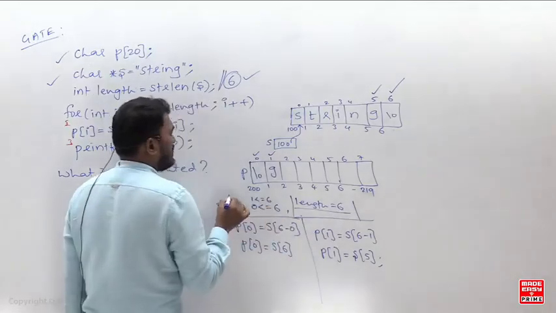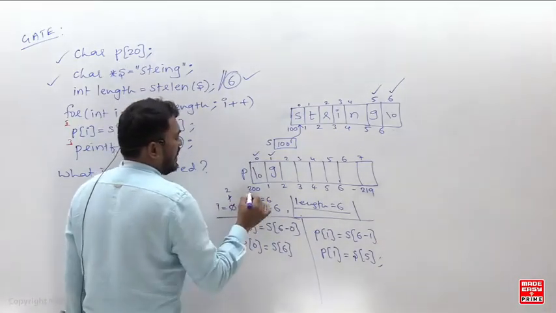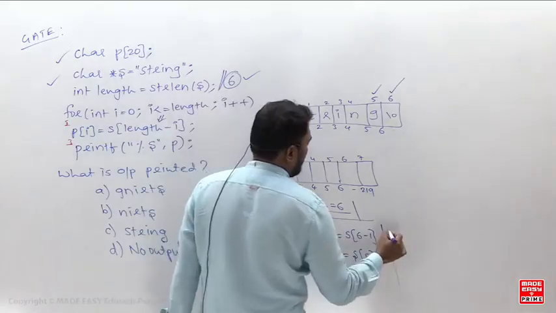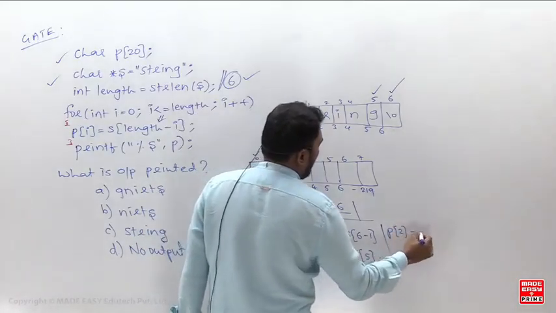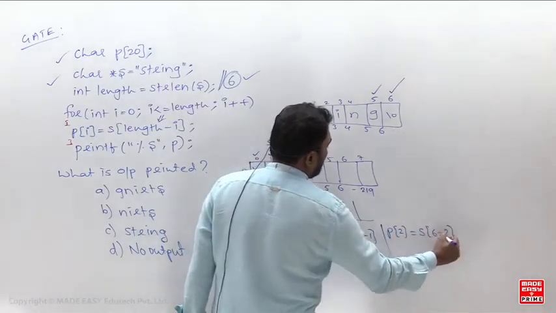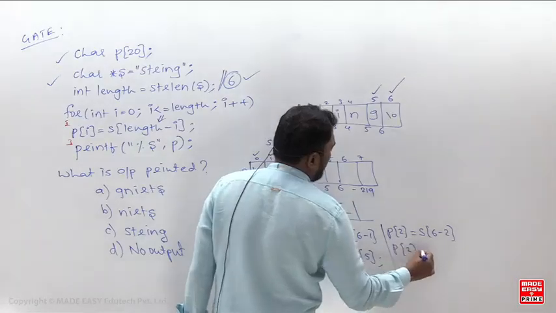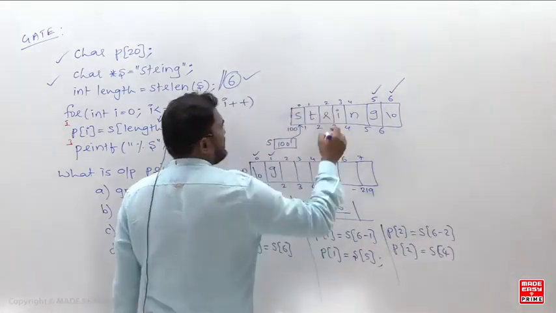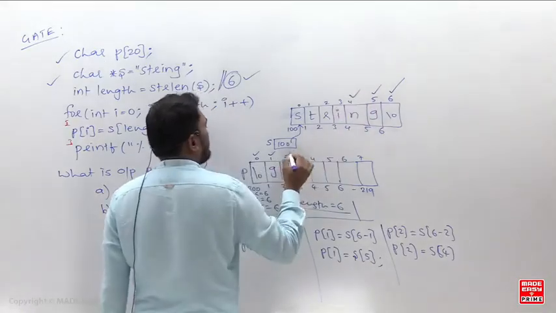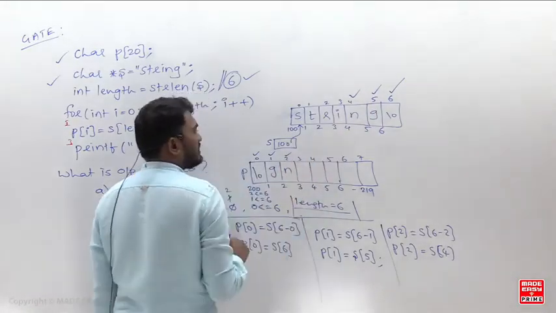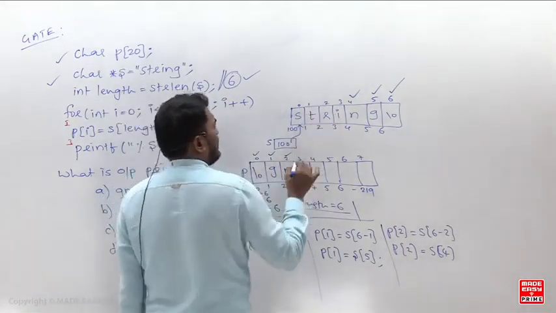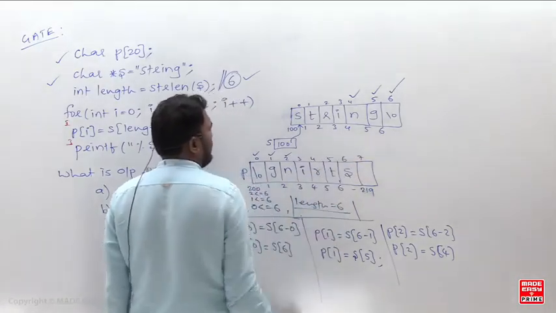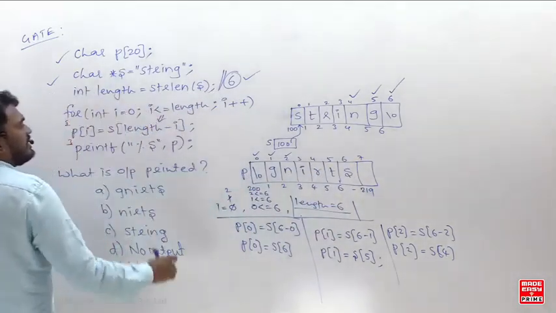And the next, you say I plus plus. I value becomes 2. And next you check 2 less than or equal to 6. The condition is true. Next, in P of 2 you are going to store S of 6 minus 2, so S of 4. S of 4 is N, and that is copied to P of 2. In the same manner, you copy all the remaining characters: I, R, T, S. Now look here, you copied all the characters.